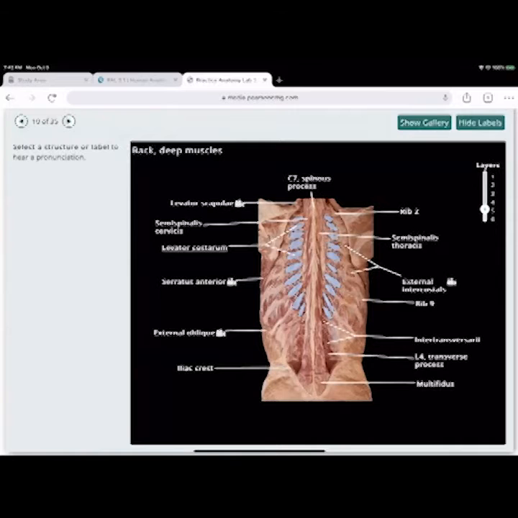The serratus anterior muscles again, the external obliques, and the iliac crest of the hip bone to the pubic bone. Multifidus muscle goes up in line from the buttocks on up on the sides of the spinal cord. You see L4. This is a transverse process to the side that comes out. Then you have the intertransversarii muscle.